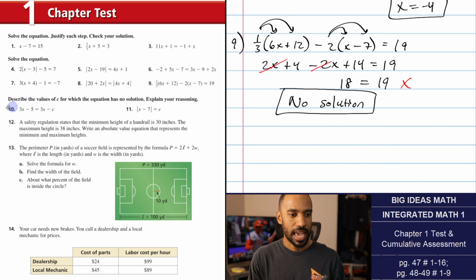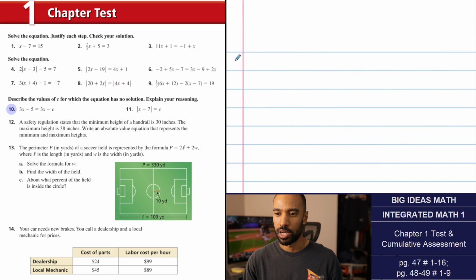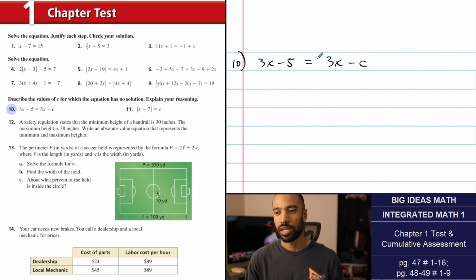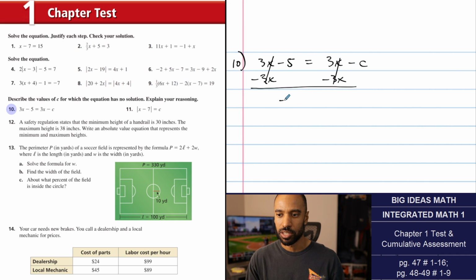Okay, numbers 10 and 11 describe the values for C, for which the equation has no solution. Explain your reasoning. Well, we just saw a question like this one, number 10. 3x minus 5 equals 3x minus c. Now, when it comes to the whole idea, right, left side can't equal the right side, but let's exacerbate that a little bit more by subtracting 3x from both sides, let's basically solve for C in this case. -5 equals -C. If you switch the signs here, it would say C equals 5.